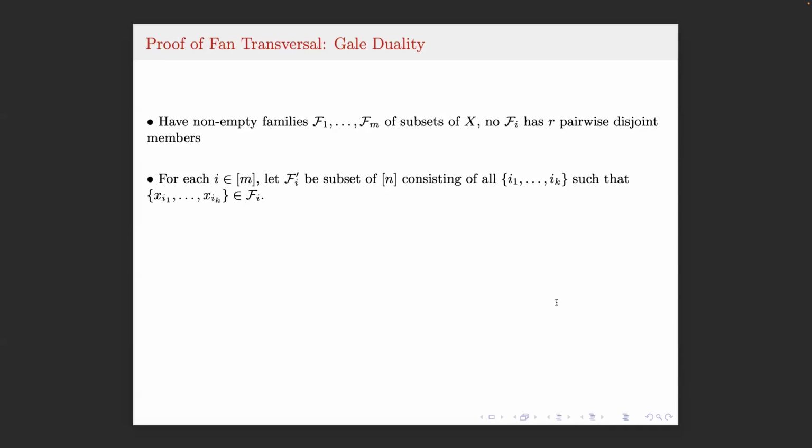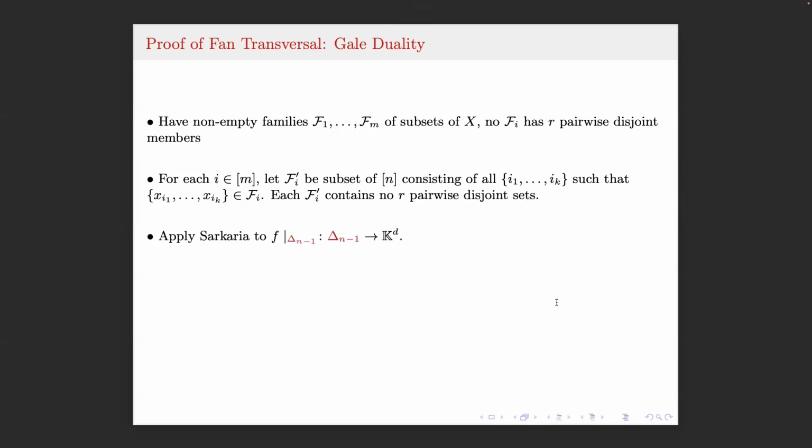So there's a clear correspondence between these. And since each of these F sub I doesn't have R pairwise disjoint sets, then each F sub I prime doesn't have R pairwise disjoint sets either. And that means now we're in a position where we can apply Sarkaria's theorem.